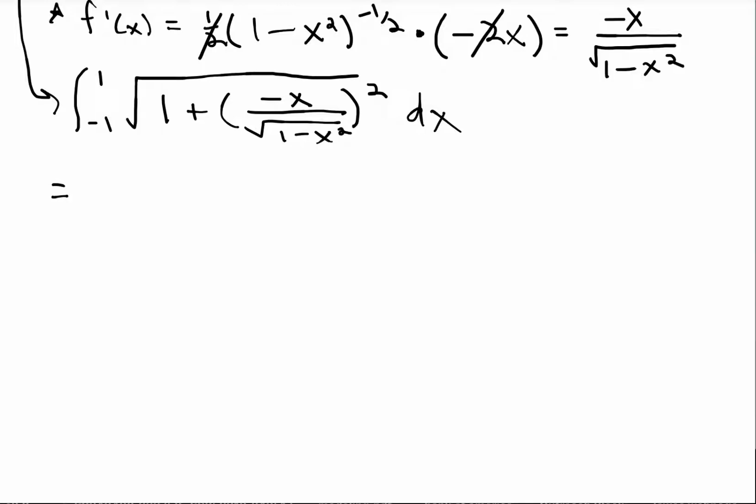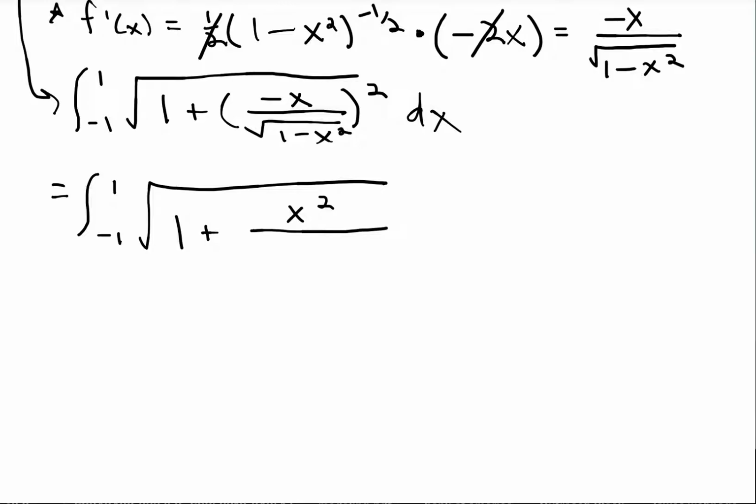Okay, a couple of things that I can do to simplify. First off, I can actually square that fraction that they gave me. So if I square the numerator, the negative sign is going to drop out, and I'll just get x squared. If I square the denominator, square over square root, that'll cancel. I'll get 1 minus x squared.